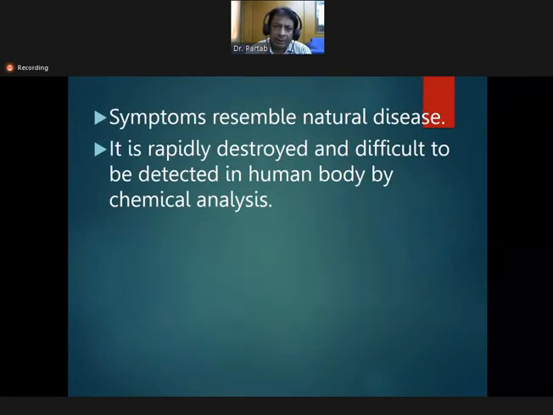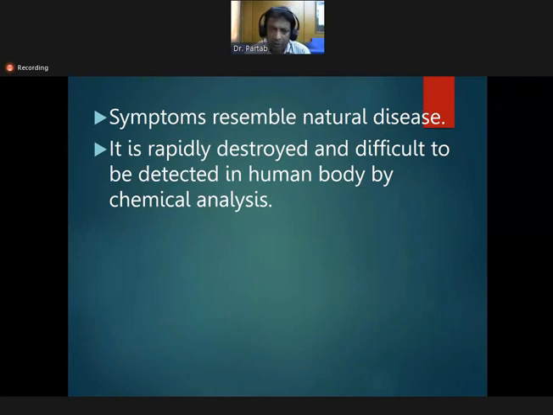The symptoms resemble a natural disease, so the signs and symptoms also appear like natural disease. There is no suspicion aroused afterwards as soon as the patient becomes morbid. It is rapidly destroyed and difficult to detect in the human body by chemical analysis. In the last, it's very difficult to diagnose when it is absorbed in the body. Its metabolites are destroyed and difficult to diagnose.